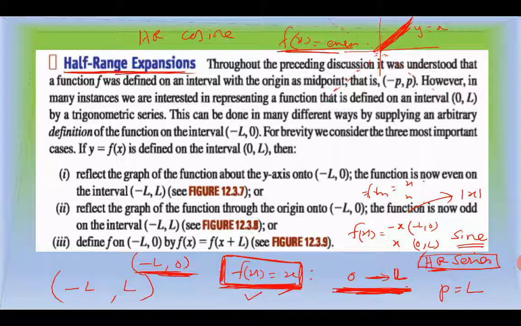But if you are not asked to find a half range series, then it should be considered full range. Then your P will be L by 2. If it is not a half range series, then this will be full range, and P should be L over 2. That is a different case, right? Just the general case, that is one.